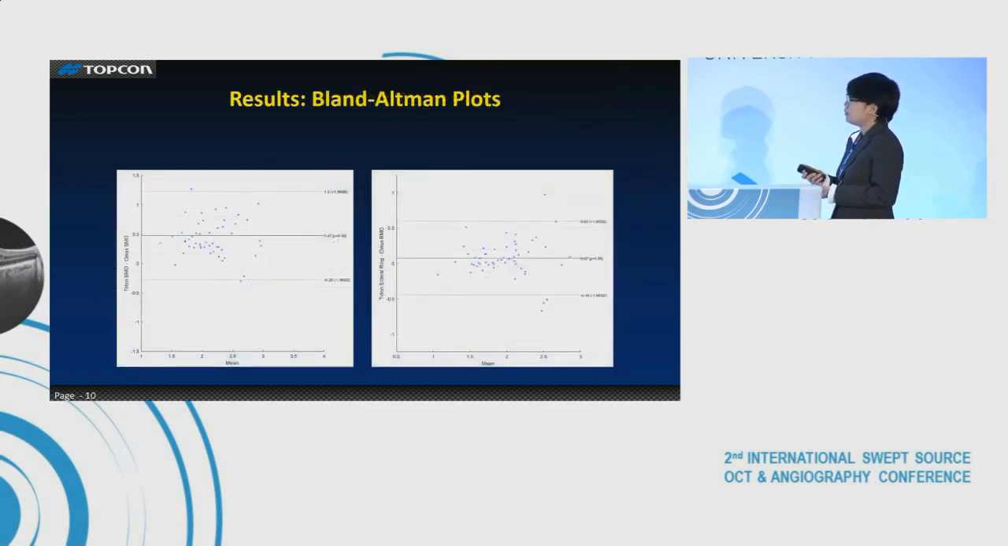The Bland-Altman plots. On the left, it shows the difference between Triton BMO and Cirrus BMO, and on the right, it shows the difference between Triton Scleral and Cirrus BMO. As you can see, the right has smaller difference.